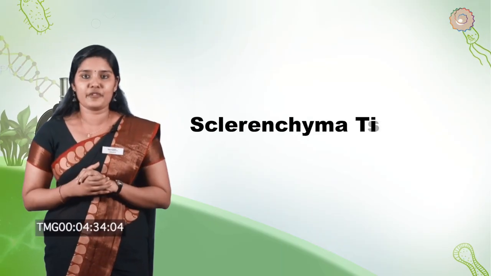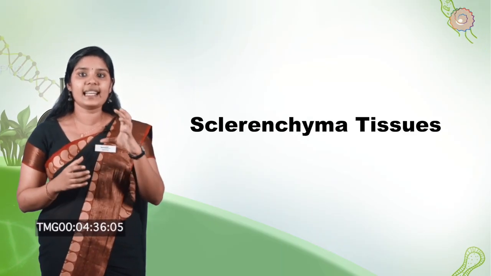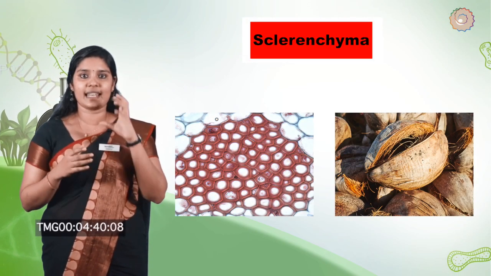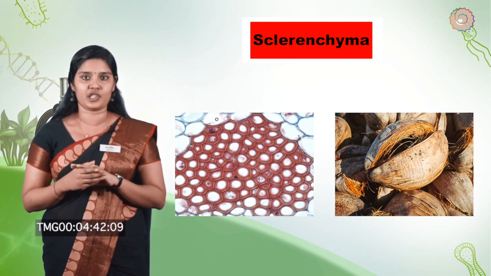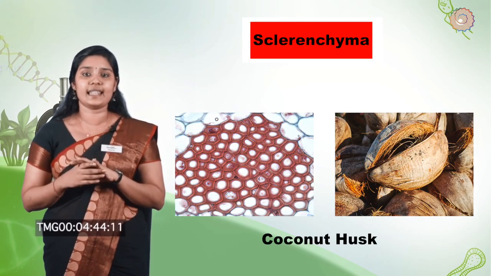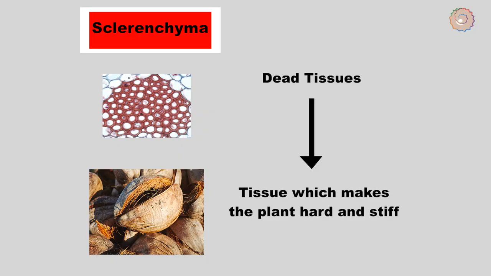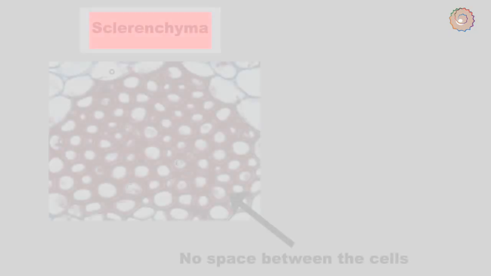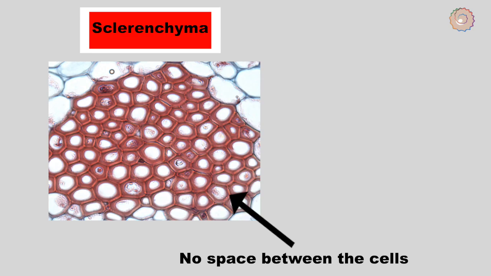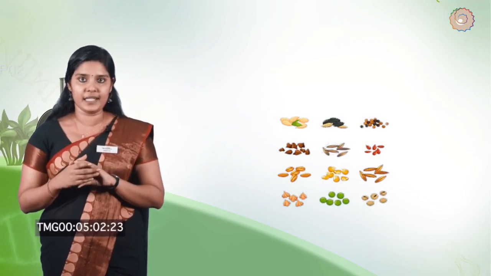The third type of simple permanent tissue is sclerenchymatous tissue. Sclerenchymatous tissue is another type of simple permanent tissue. Coconut husk is an example of sclerenchymatous tissues. They are made up of dead tissues and provide strength to the plant parts. As you can see, the cells are thickly packed and have no intercellular spaces between them. They are present in stems, veins of leaves and hard covering of seeds.